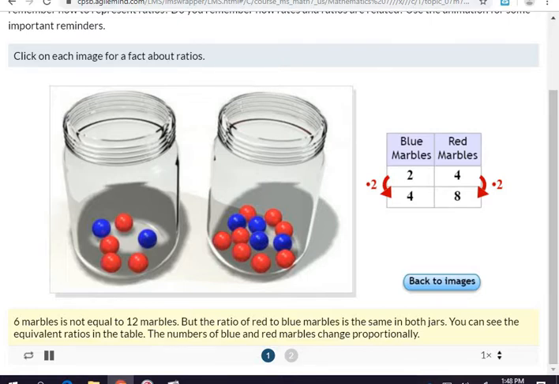6 to what? Is 6 to 8 one? No. 6 to 12. 6 to 12 is one. Does the 6 to 12 reduce down to 2 to 4? Okay, what's another example? Jake? 8 to 16. Is 8 to 16 one? Yes.